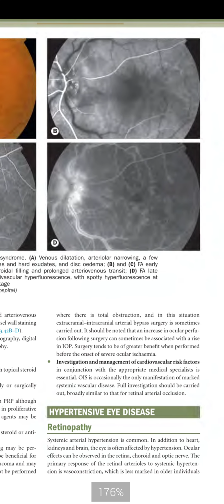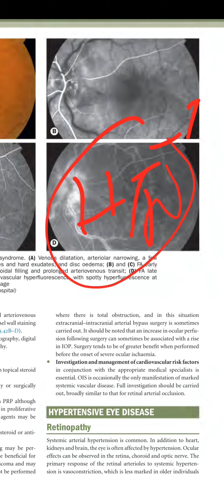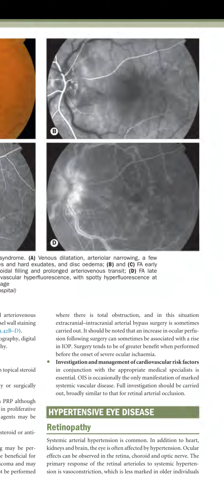Next is hypertensive eye disease. So hypertensive eye disease occurs due to the hypertension, and the retinopathy in a case of hypertension is known as hypertensive eye disease. So hypertension not only affects the retina but it also affects the choroid. So when it affects the retina, it is known as retinopathy.